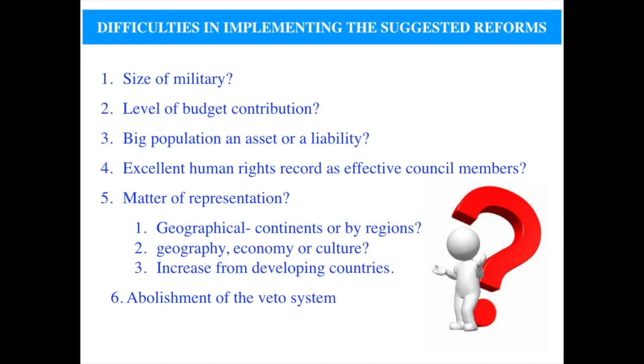And finally, in terms of the abolishment of the veto system, again, it was difficult because many believed that the abolishment of the veto system would lead to the loss of the great powers' interest in the United Nations, or the powerful nations' interest in the United Nations, and they would do what they pleased outside the United Nations.